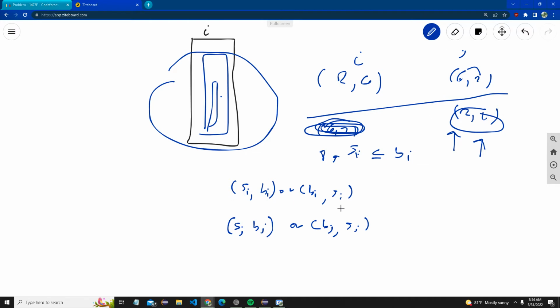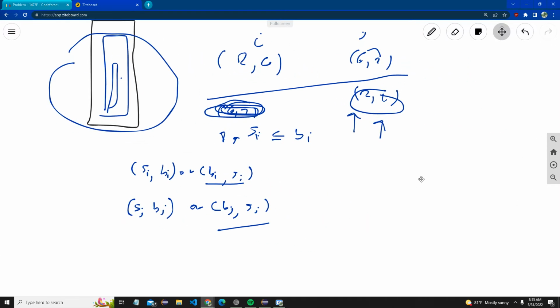Which combination is the most optimal? That's what we ask ourselves: which combination will allow us to have success, because our goal is trying to fit rectangle J inside of rectangle I. So which one will allow us to have the most success, having this guy and this guy, or this guy and that guy? Which situation allows us to essentially fit the rectangle the best, to have the most success?